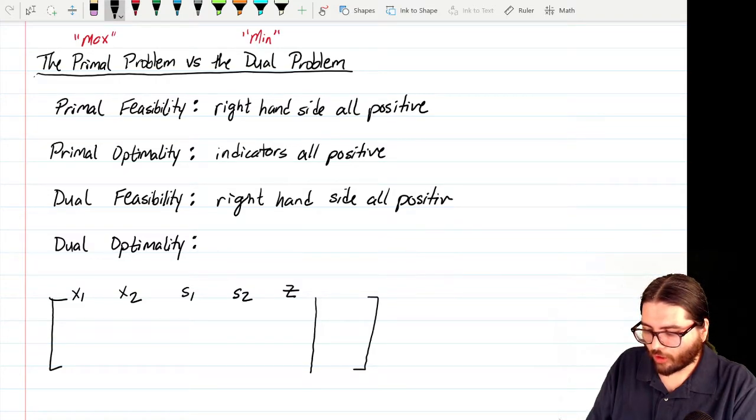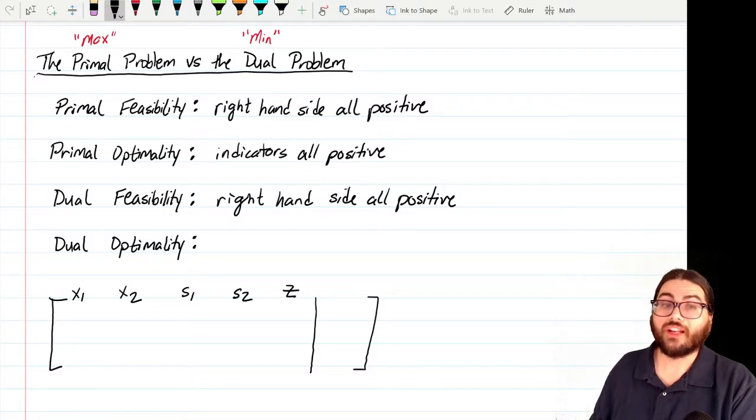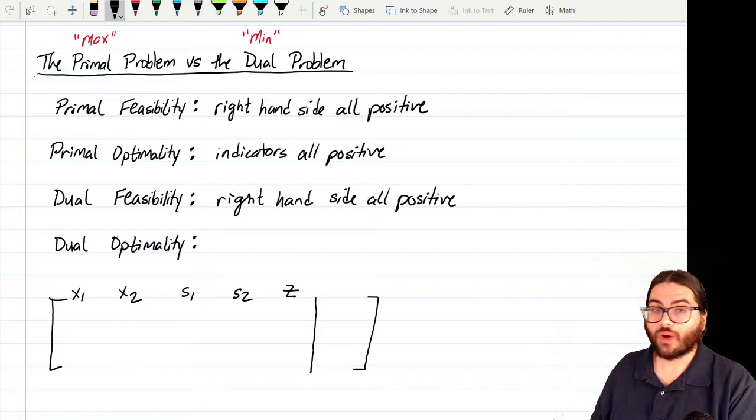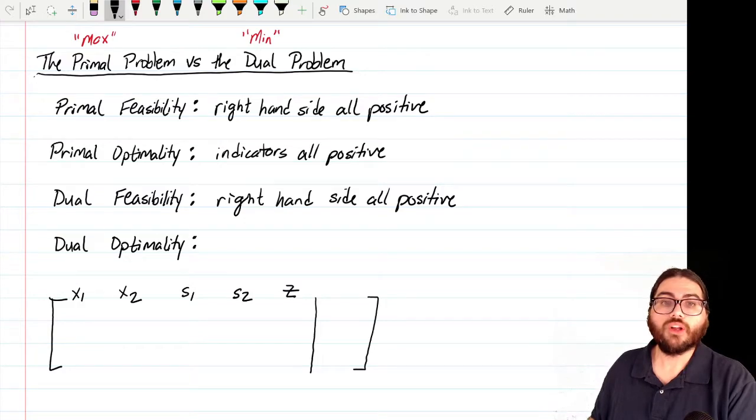So when I'm all positive here, that means that I'm inside my feasible region. And it's going to turn out when we solve these minimized problems, the first matrix we write will not be this way. You remember last week whenever we did our standard primal simplex method problems, the very first matrix we wrote down was feasible, right?